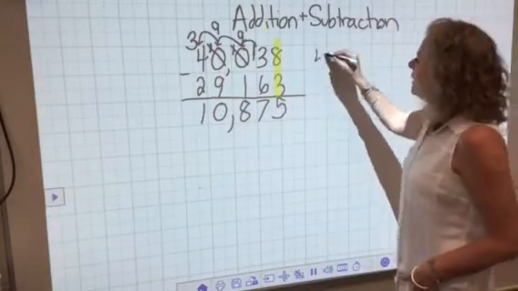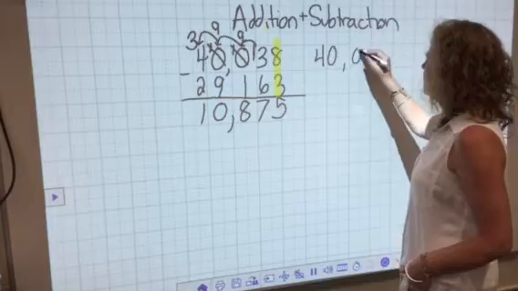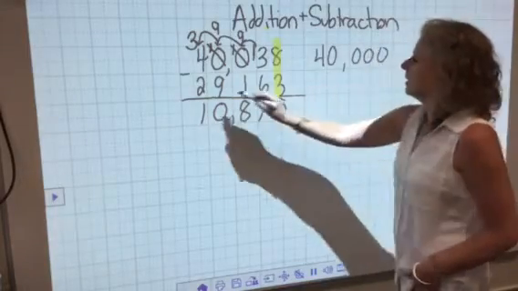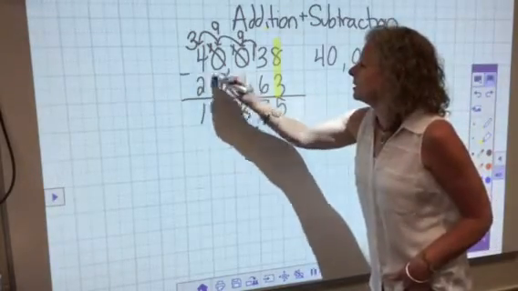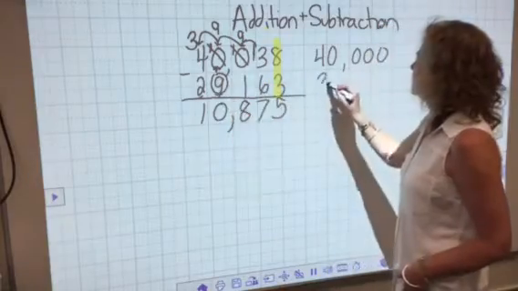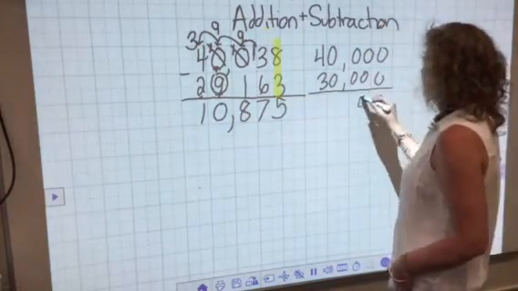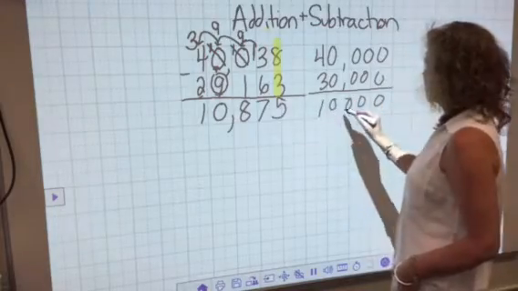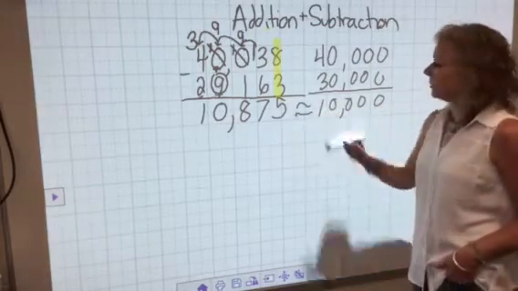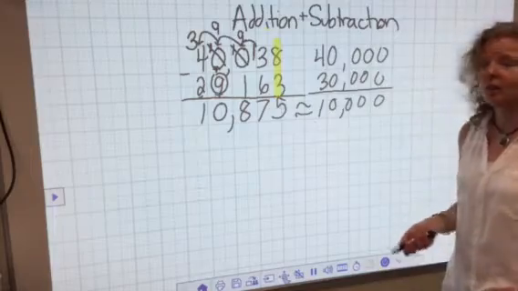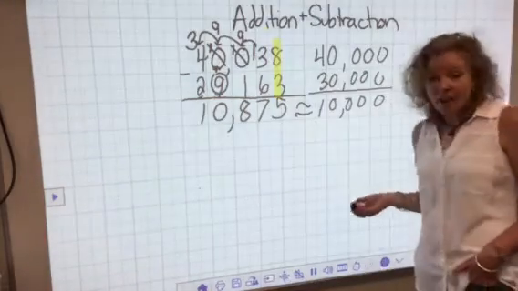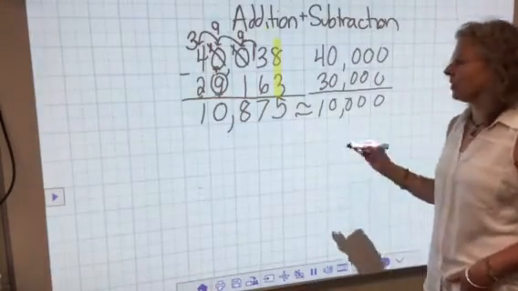Now I'm going to go ahead and do my estimate. When I do this one, I can quickly look over there, do my rounding, and say, are these numbers pretty close to one another? They are. That's how I subtract across zeros.